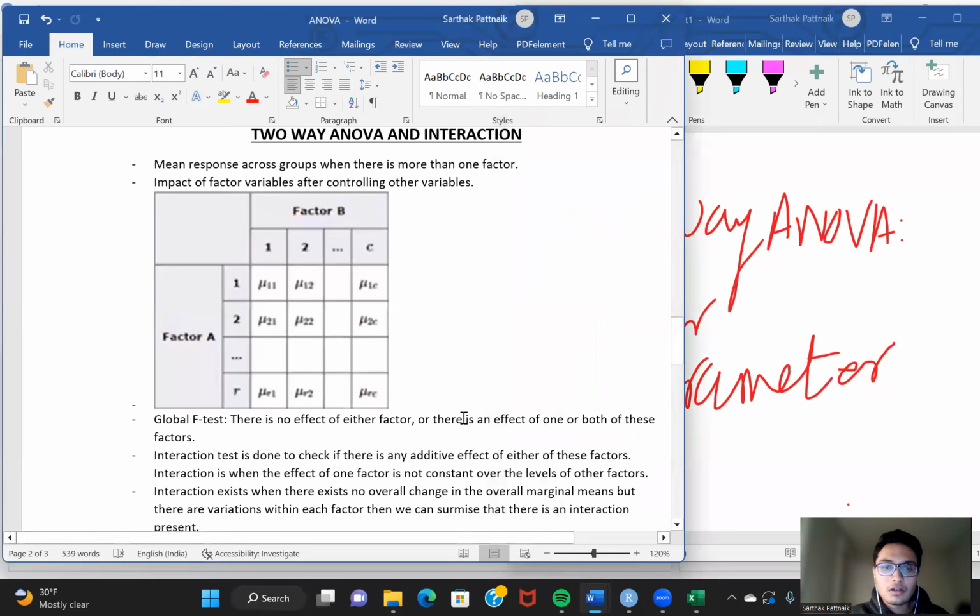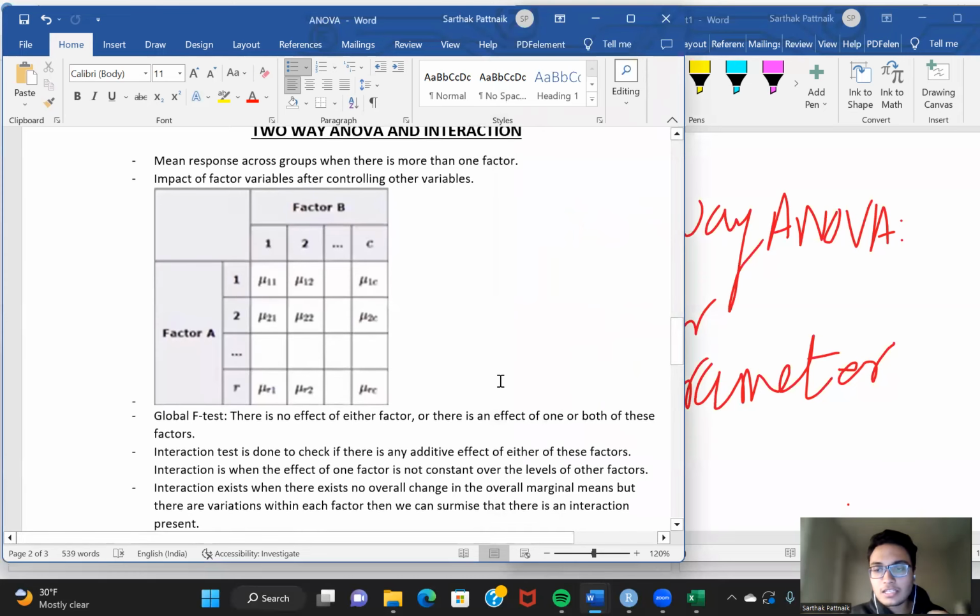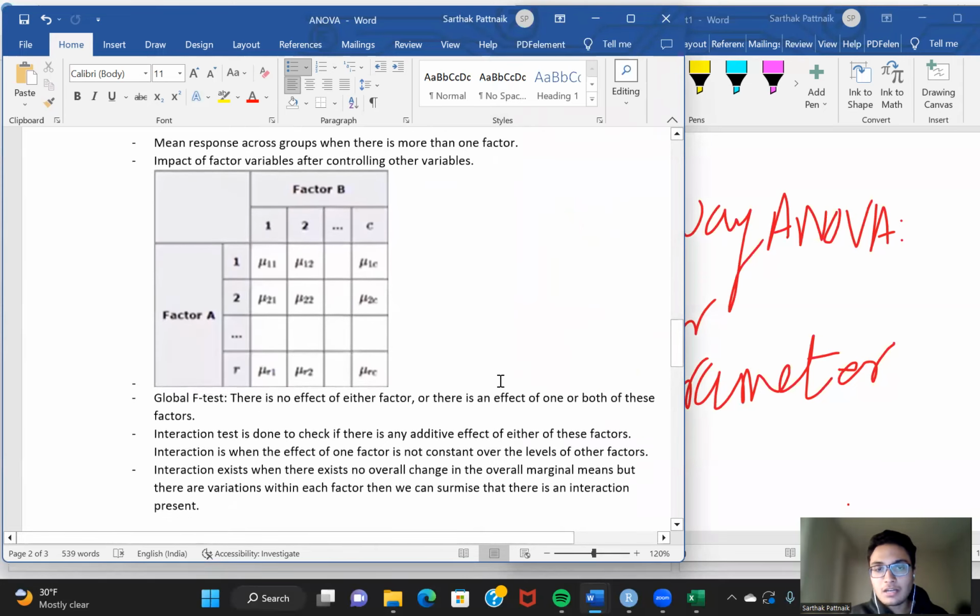Now, taking on from our discussion of hypothesis testing, if you remember, the global F test for my one-way ANOVA was to find out whether at least two groups out of the k groups present are different or not. We are still not bothered about which groups are different. We are only bothered about whether any two groups are different, right?